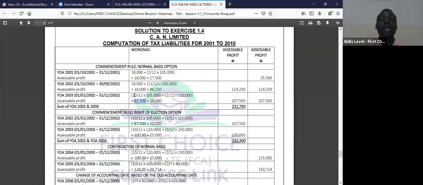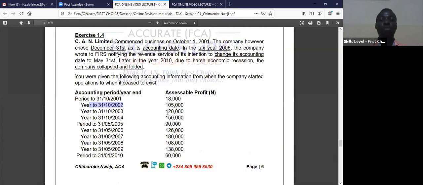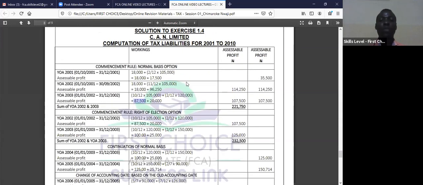Then where are we going to get the remaining 2 months to make it 12 months? We're going to say 2 months out of this 12, 120. So that's what we did here. 2 out of 12 of 120, you're getting 20,000. So when you add these 2 together, you are getting 107,500.